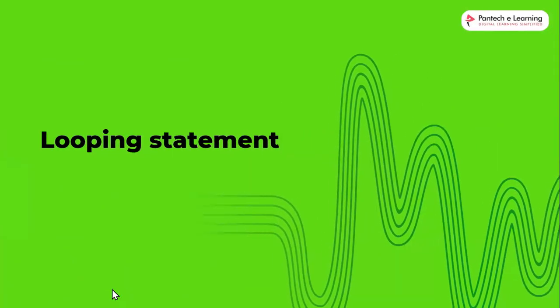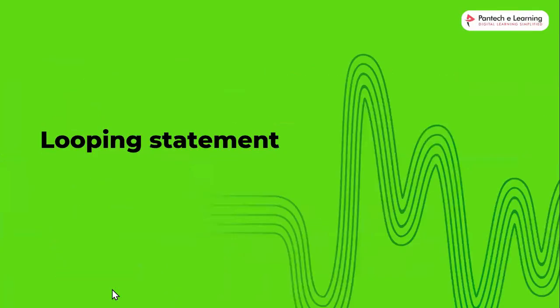So next one is a looping statement. What is looping? Looping means repeatedly doing the same action; that is called looping. For example, there is a bus driver whose destination is from Chennai to Bangalore.